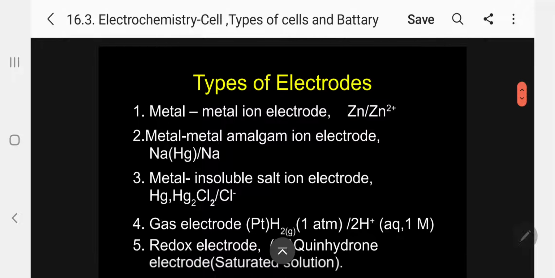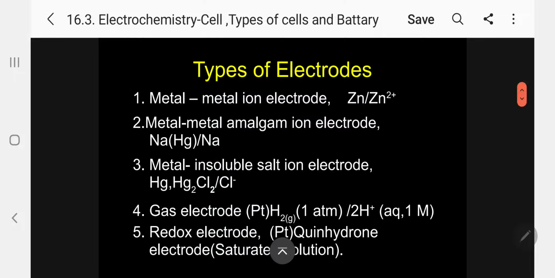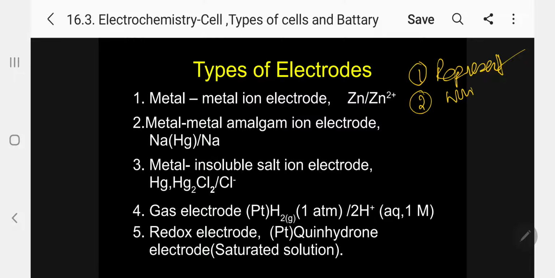Now come to what are the types of electrode. This is not given in our book. Please follow. Kindly take notes. You must know three important pieces of information. One is how to represent an electrode, you must know. Then, how to write the single electrode equation, you must know.